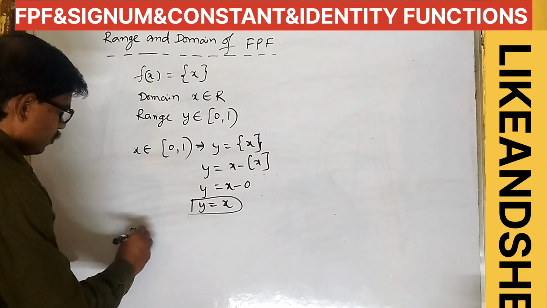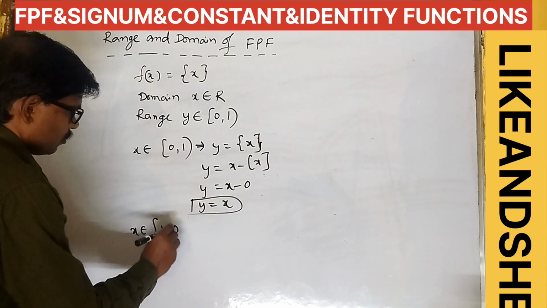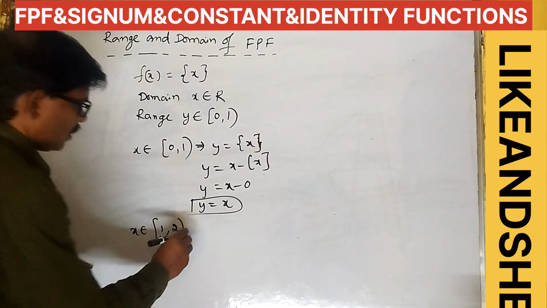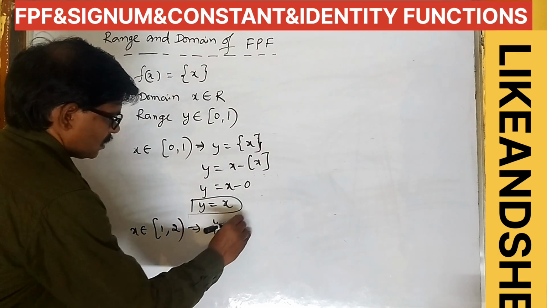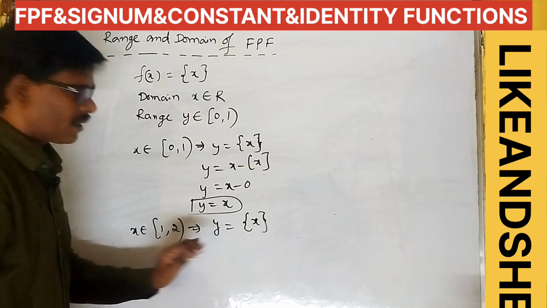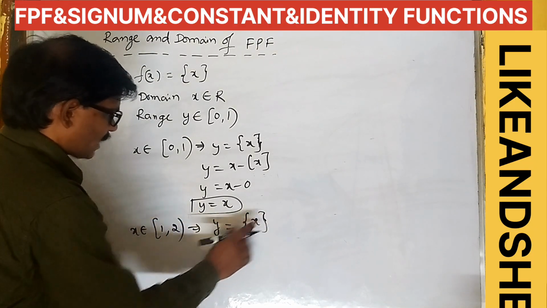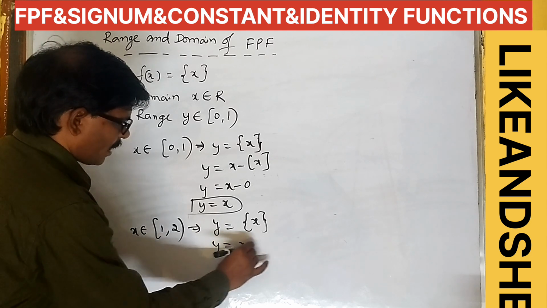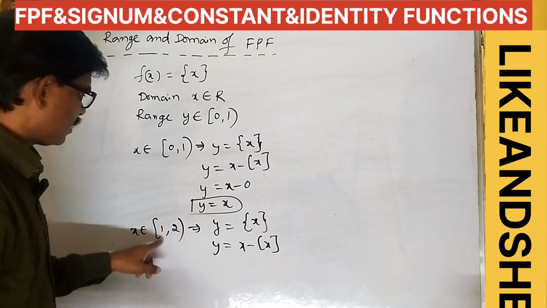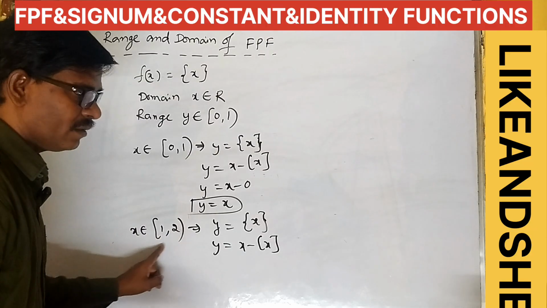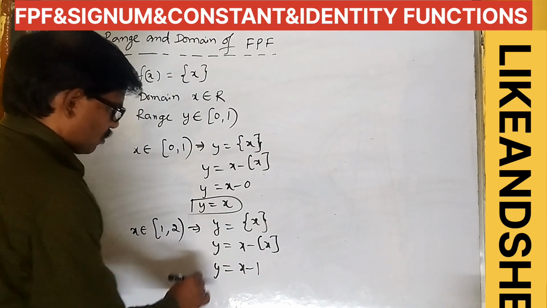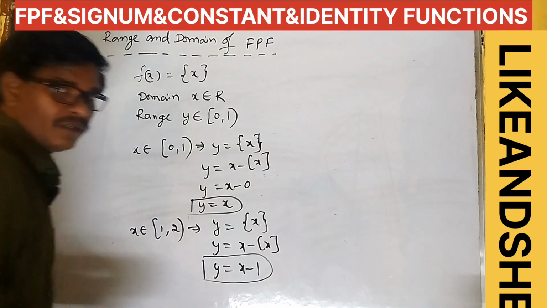Next, x belongs to the interval 1 to 2, with 2 open. That implies y is equal to the fractional part of x, which is x minus step of x. Here the step of x in this interval is equal to 1. So y is equal to x minus 1. This is also one equation, one line.